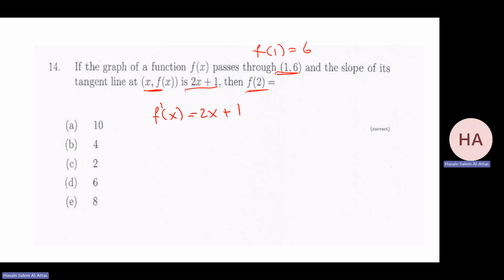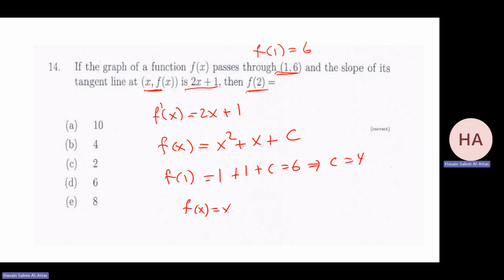Okay. So it means it's an integration problem. I need to find f of x. f of x will be what? x squared plus x plus c. I have f of 1. That should equal 6. So I have 1 plus 1 plus c equals 6. So c equals 4. So my f of x is x squared plus x plus 4.